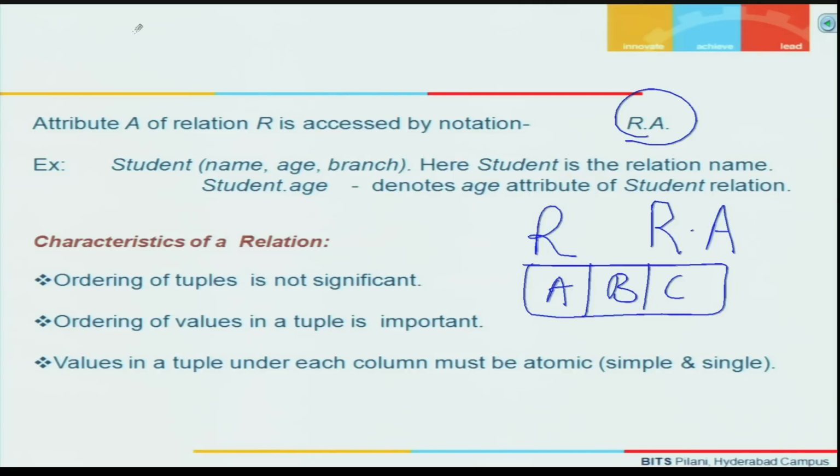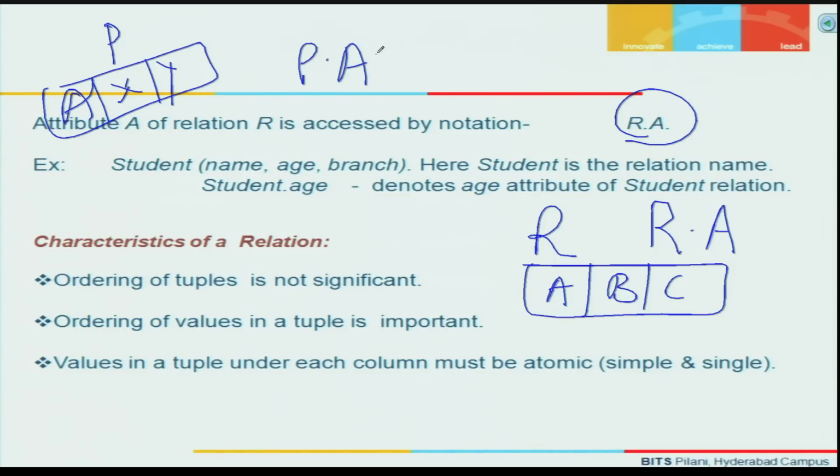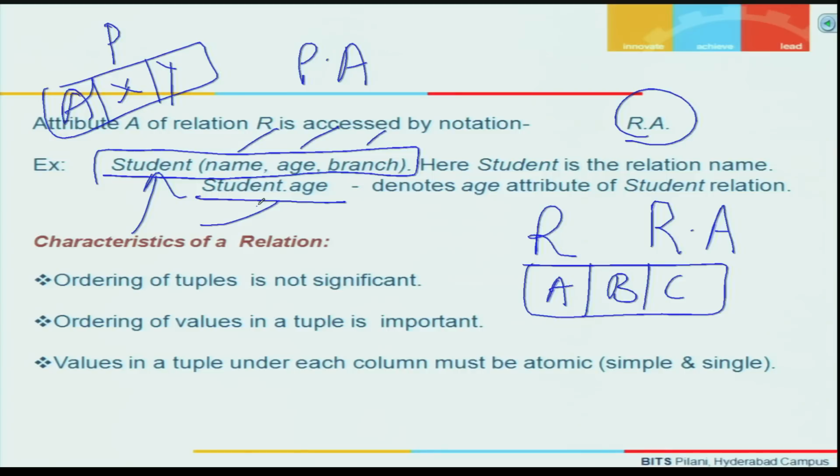Suppose I have some other relation called P and it also has A, X and Y. If I say P dot A, then I am referring to the attribute A of relation P. So this is how we can refer to the attributes of a relation. So this is the schema of a relation: the name of the relation is student and it contains three attributes: name, age and branch. Student dot age means I am referring to the age attribute of the student relation.